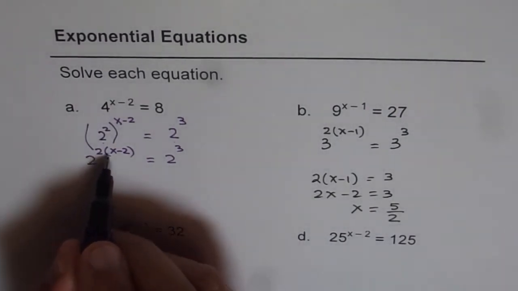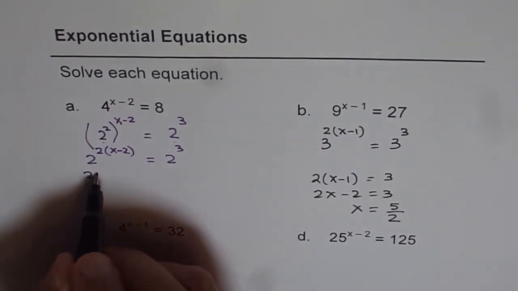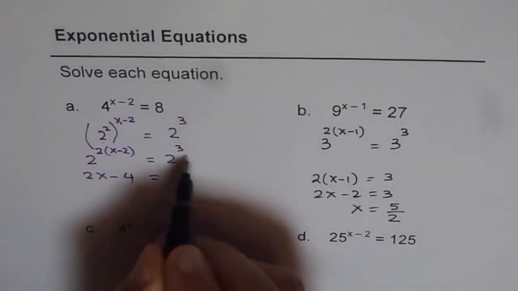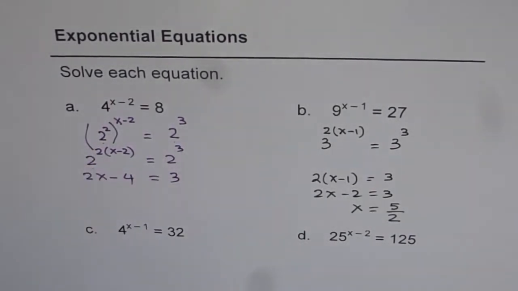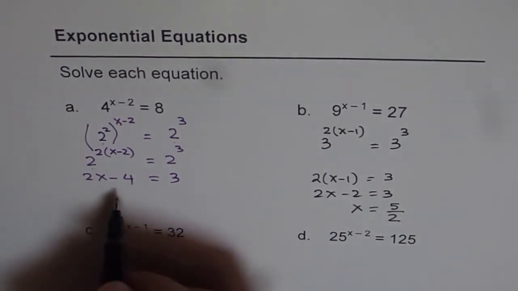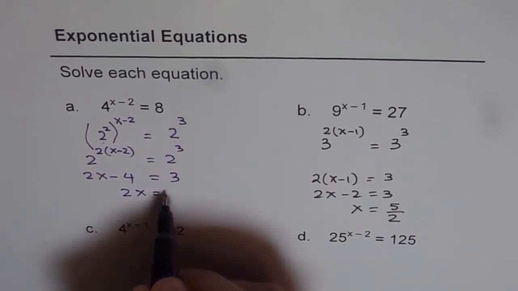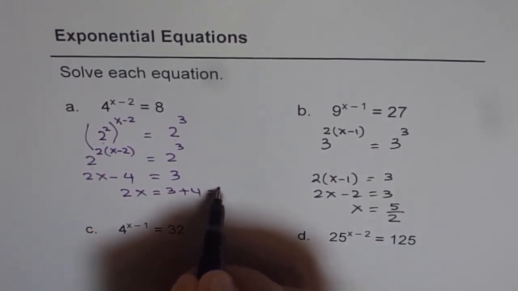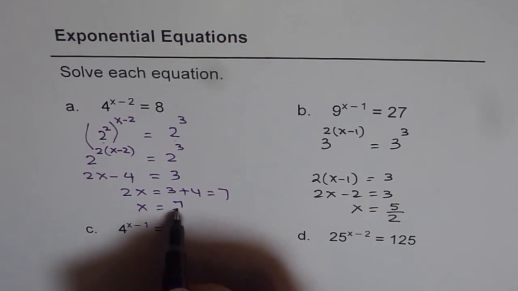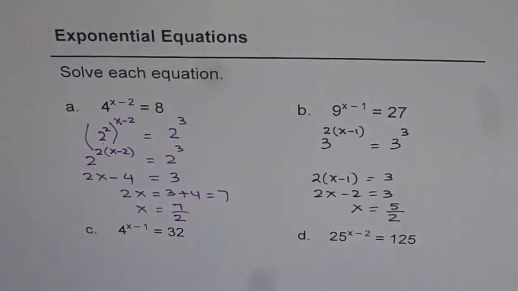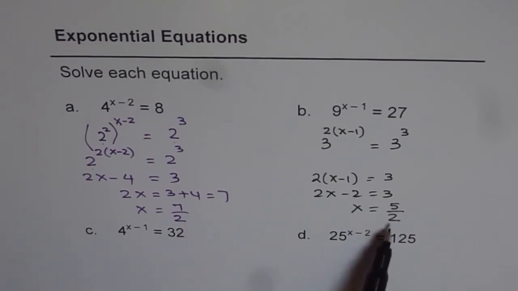So we get 2 times x minus 2, that is 2x minus 4 equals 3, the exponents. We can take 4 to the other side. So we get 2x equals 3 plus 4, which is 7, and x equals 7 over 2. So that is the solution for this equation. To check your answer, you can use a calculator and figure it out. So I'd like you to follow these steps and do C and D now.